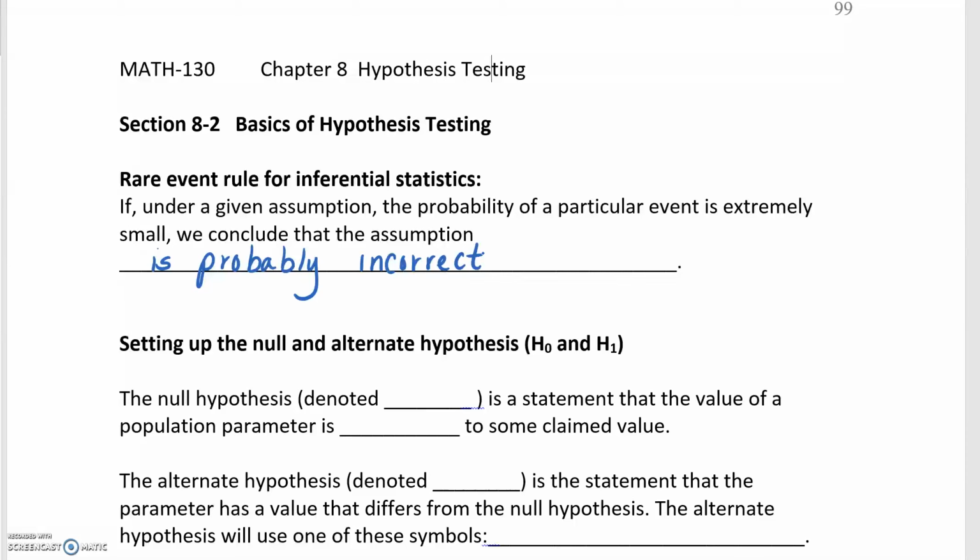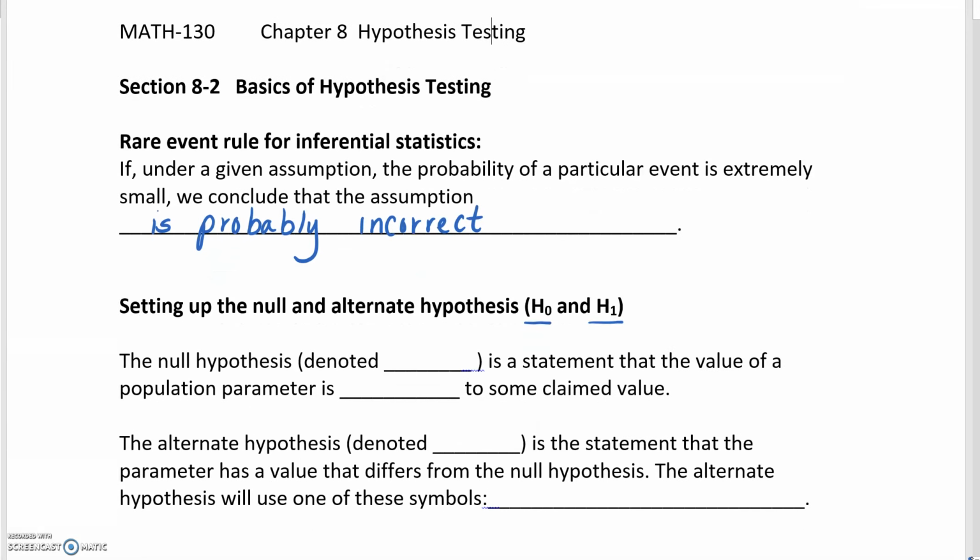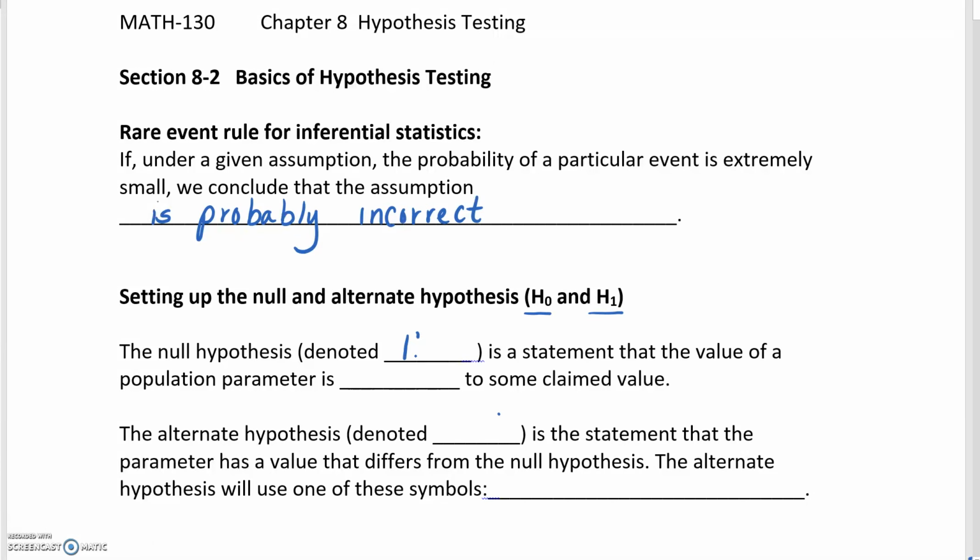Now the first part of our hypothesis testing will actually be setting up a null and an alternate hypothesis. And the notation for these is H0 and H1. So the null hypothesis, which we call H0, is a statement that the value of a particular parameter is equal to some claimed value. So the thing to remember is that H0 will always have an equal sign. It'll be a statement of equality.